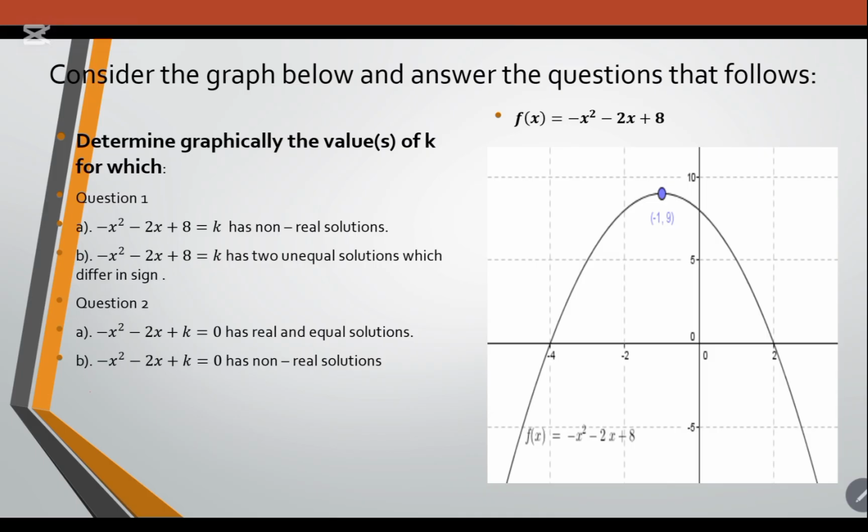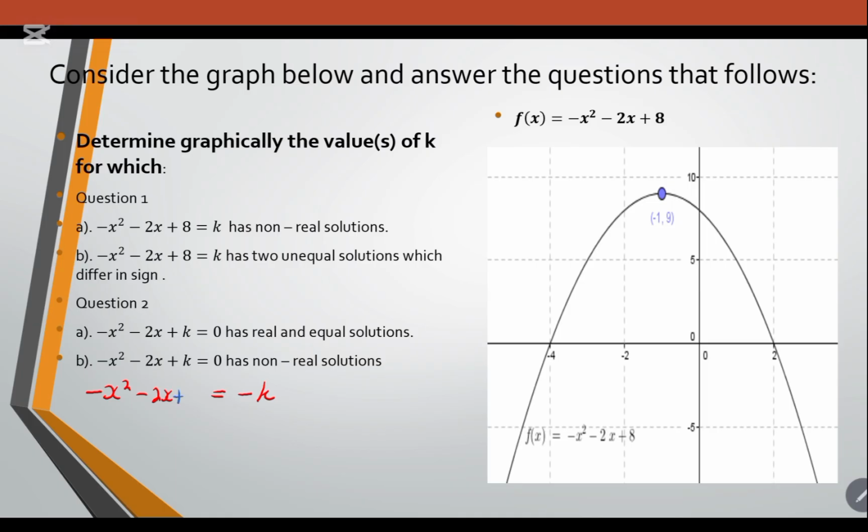Next: -x² minus 2x plus k equals 0 has non-real solutions. So we're going to deal with this like we dealt with question 1a. However, the difference here is our constant line. The expression is not different from the expression in question 2b. So this is -x² minus 2x equals -k.